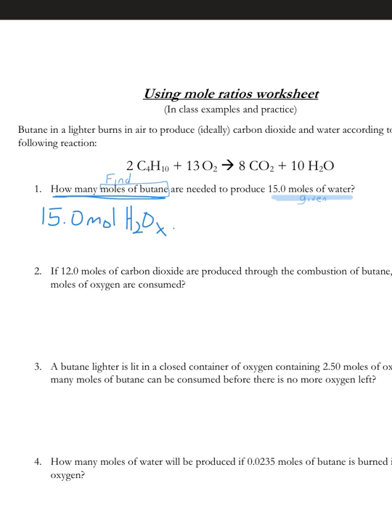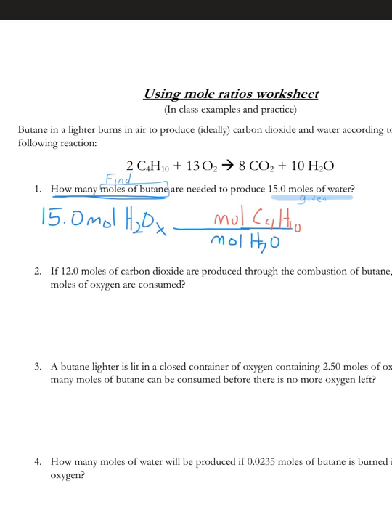Then what I'm going to do is I'm always going to multiply it by a mole ratio. Remember, a mole ratio comes from a balanced chemical equation, and you're looking to cancel off what you're given, which in this case is moles of water, and find what you were supposed to find, obviously. So I'm going to cancel off moles of water by putting the moles of water on the bottom and I'm going to find my unknown by putting moles of butane on the top.